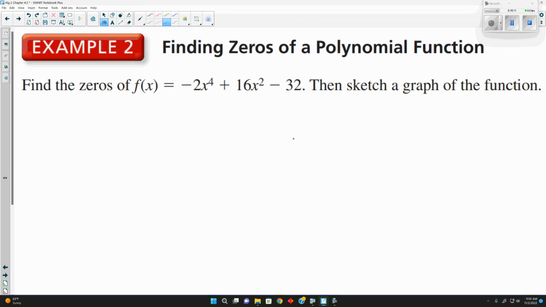So let's look at the next one here. We want to find all the zeros of this here, negative 2x to the fourth plus 16x squared minus 32, then sketch the graph of the function. For the homework, I'm not going to make you sketch any of the graphs, but let's start with the graph for this here.